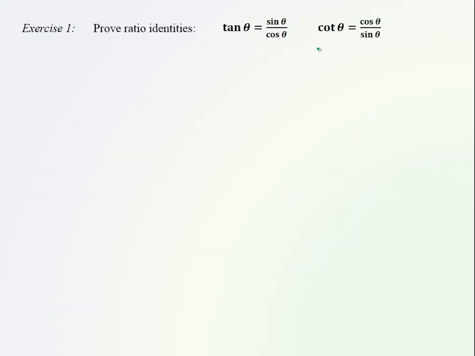Okay, so here we're supposed to prove those ratio identities. Let's start with the first one. If we start with the right-hand side, which is sine theta over cosine theta, since sine is y over r and cosine is x over r, we just need to simplify this complex fraction by changing this main division into multiplication by the reciprocal, r over x. And now after reducing r, we have exactly the definition of tangent. So that's proven.